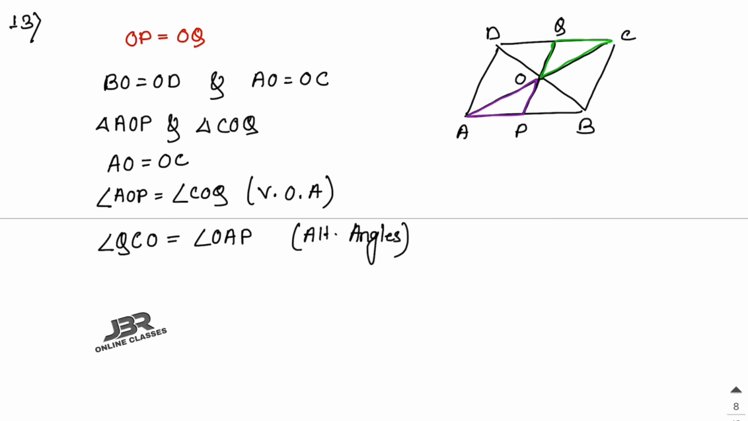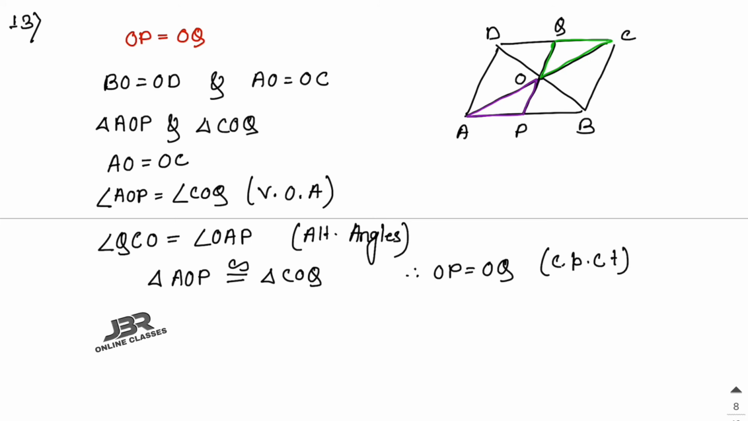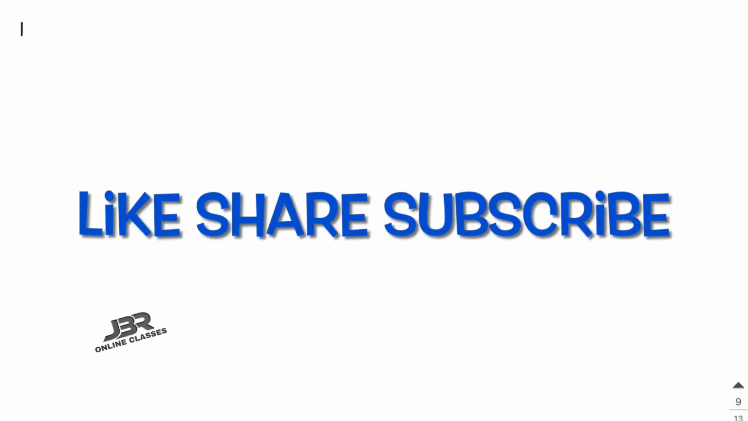Okay, alternate angles. So that means here you can write down triangle AOP is congruent with triangle COQ. So therefore OP is equal to OQ by CPCT. And as OP is equal to OQ, then O bisects PQ. It's proved.